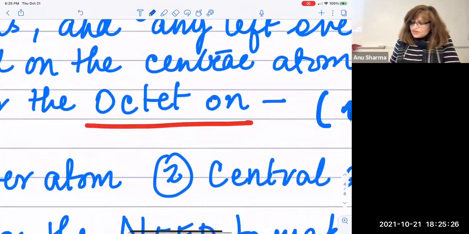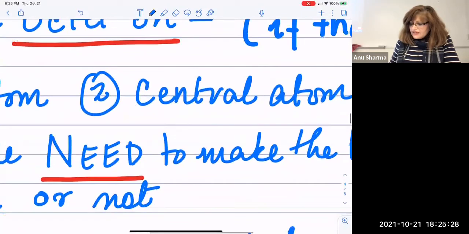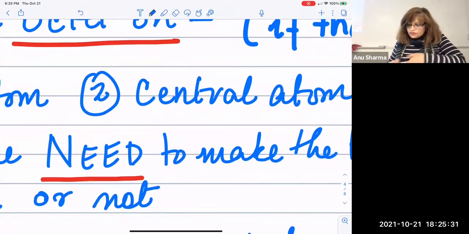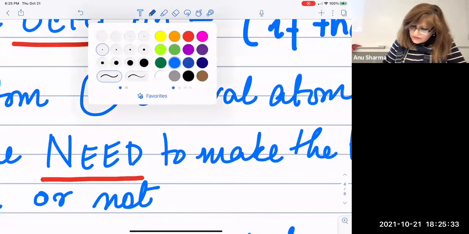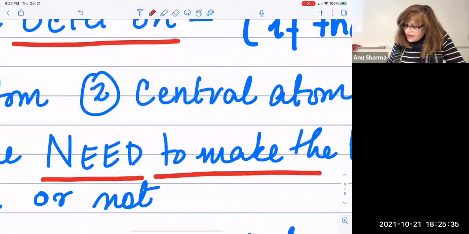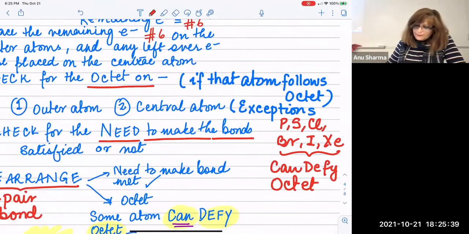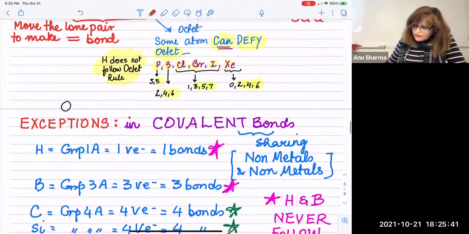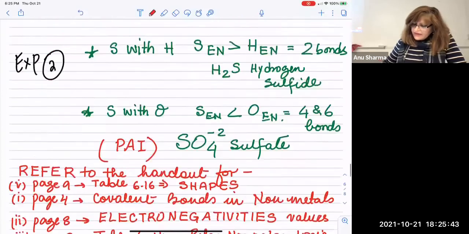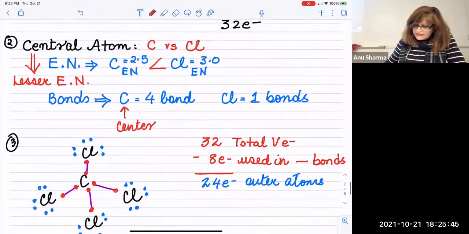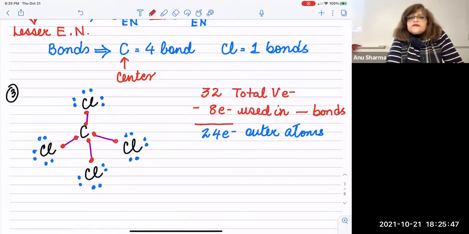Octet, very good. So you check for the octet, and the second thing is you check for the need to make the bond. That is the most important thing. Need to make the bond. And if that need is not satisfied, then there is always a rearrangement. Now, look here. Now tell me.